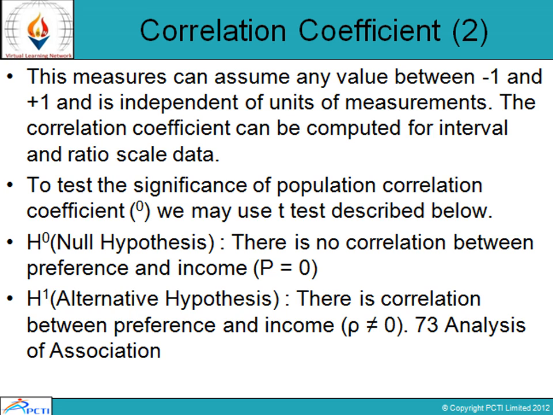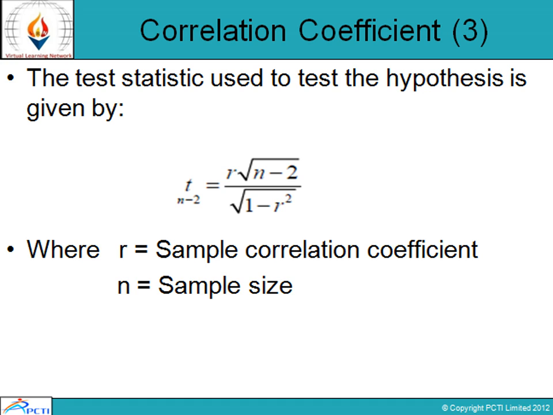To test the significance of the population correlation coefficient, we may use the t-test. The null hypothesis is that there is no relationship between preference and income, where rho is equal to 0, and the alternate hypothesis is that yes, there is a relationship between preference and income. The test statistic used to test the hypothesis is given by this formula, where R stands for the sample correlation coefficient and n stands for the sample size.